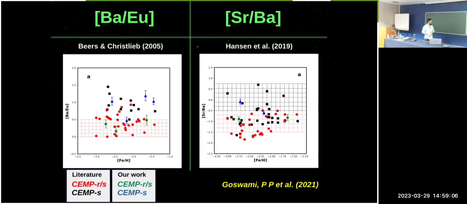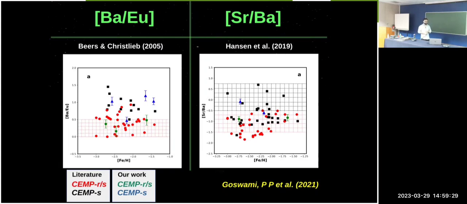And in this one, strontium by barium, this black grid is the region defined for CEMP-s stars, and the red grid is the region defined for CEMP-r/s stars. And we can see that the CEMP-s stars are everywhere. So strontium by barium also fails. So we have critically analyzed all the classifiers, and we found that none of the classifiers can effectively distinguish CEMP-s and CEMP-r/s stars.